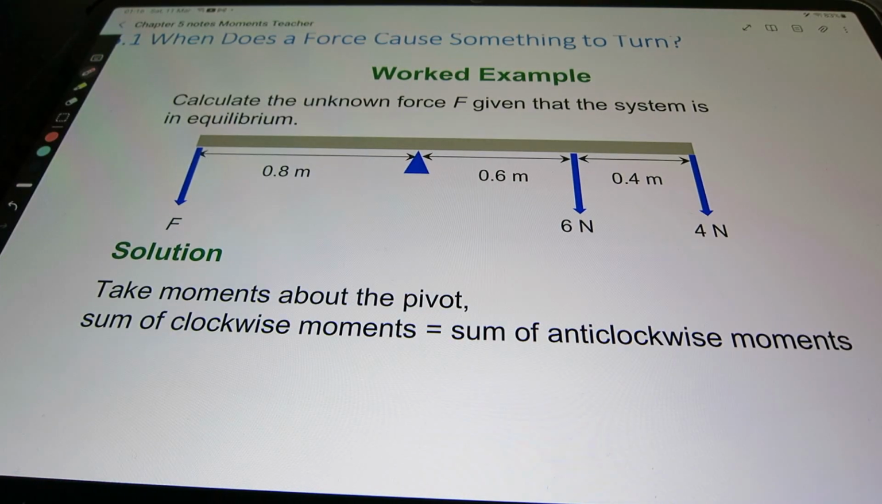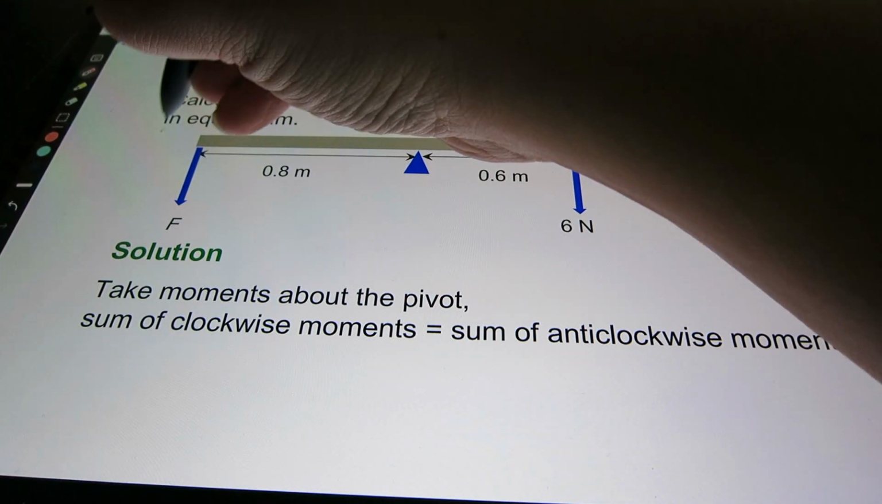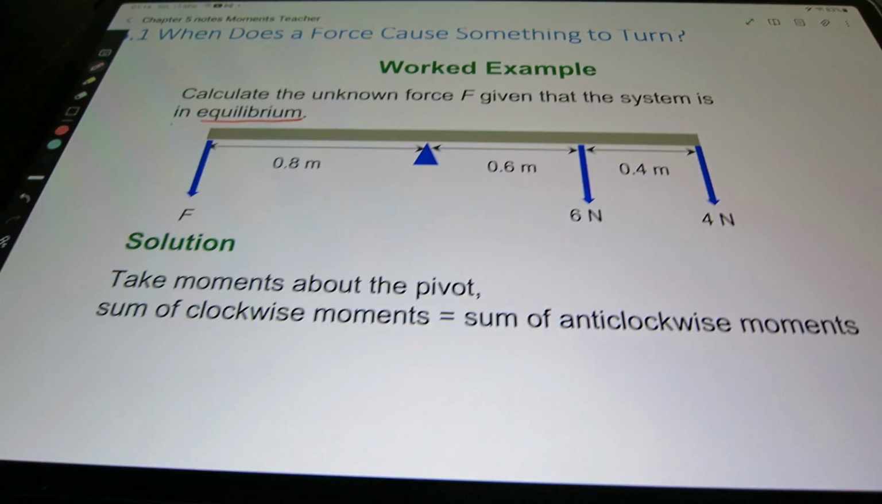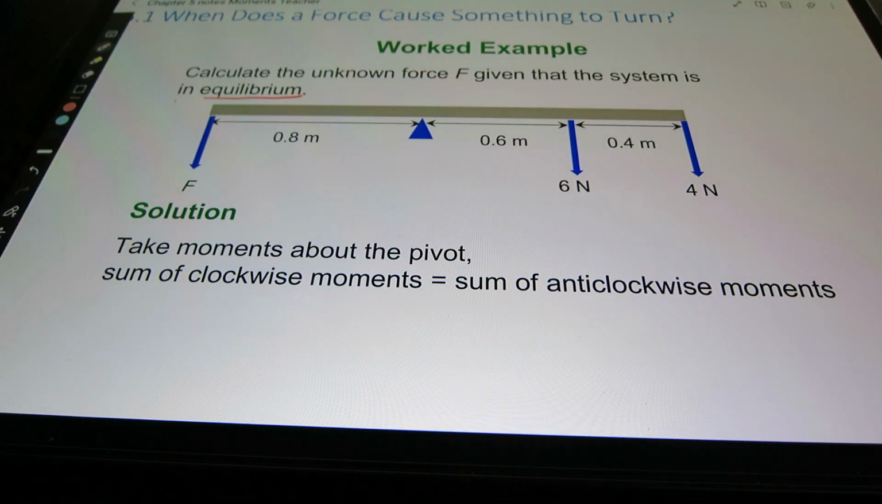Alright, so let's look at this question here. The object is in equilibrium, which means the object is balanced. So taking moments about the pivot, let's do these questions together. You can pause and attempt the question first before you hear out my solution. Alright, so if you're ready, let's go.